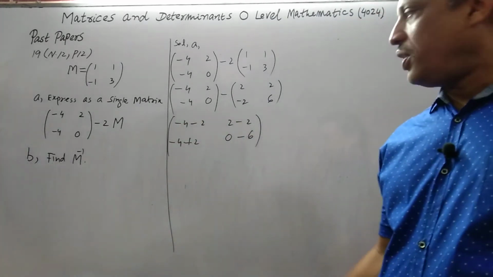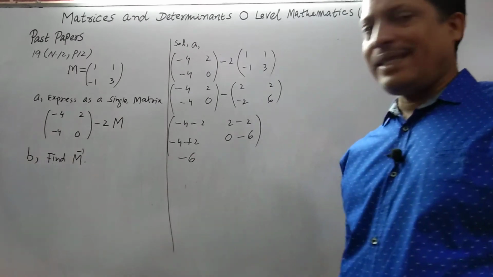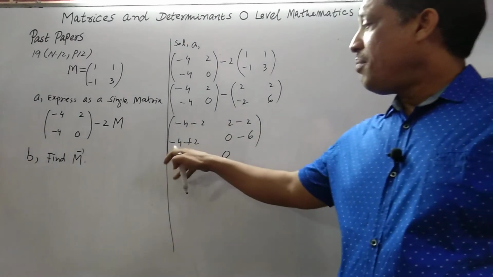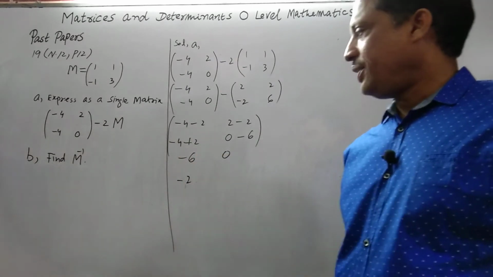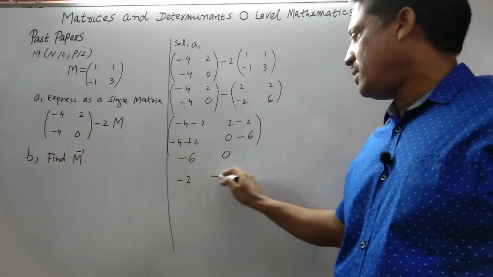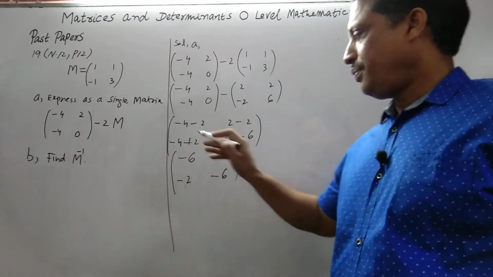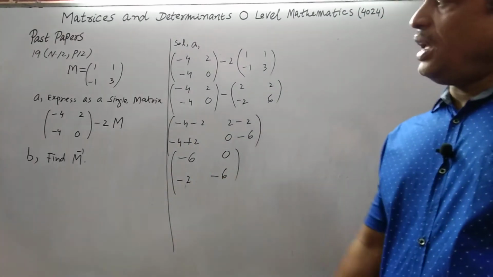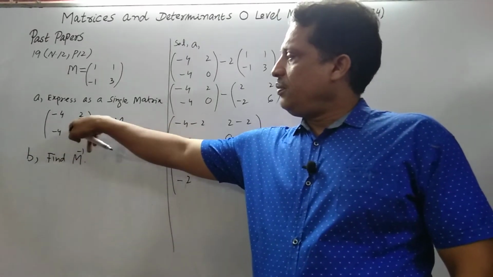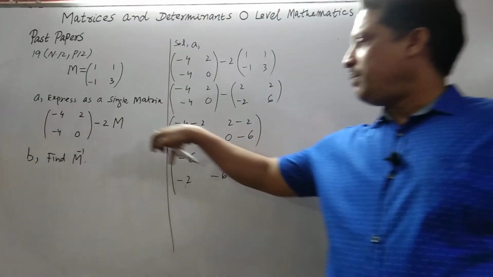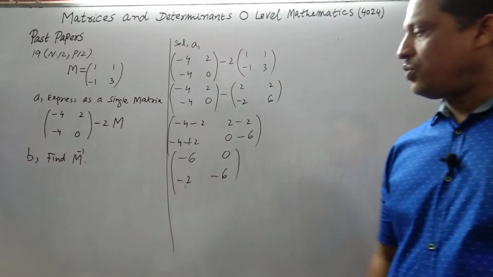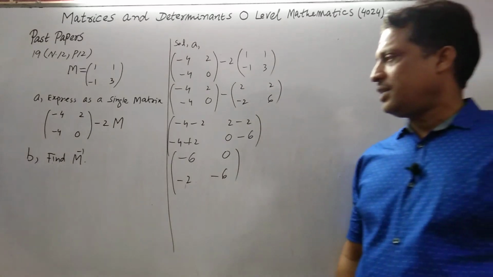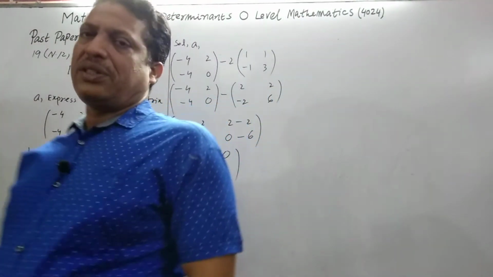-4 -2 is what? -6. 2 + 2 is what? 4... 0. -4 plus 2 is -2. 0 minus 6 is -6. This is the answer of part A. -4, 2, 0, -2 multiplied by M. Answer is -6, 0, -2, -6. Okay. The next part is find M inverse.